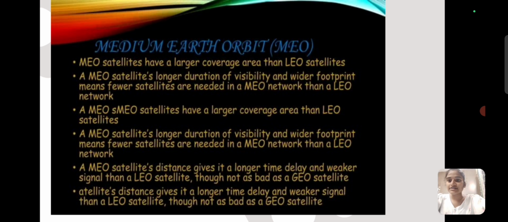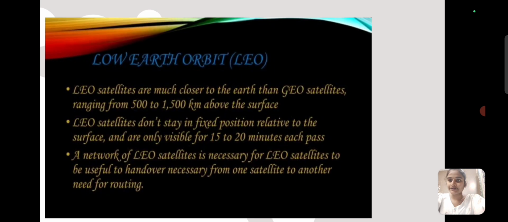A MEO satellite's longer duration of visibility and wider footprint means fewer satellites are needed in a MEO network than in a LEO network. And MEO satellite distance gives a longer time delay and a weaker signal than the LEO satellite, though not as bad as a GEO satellite.